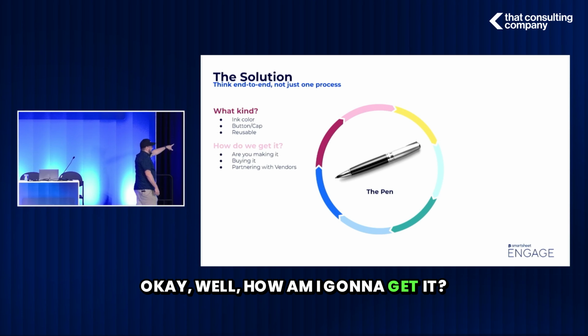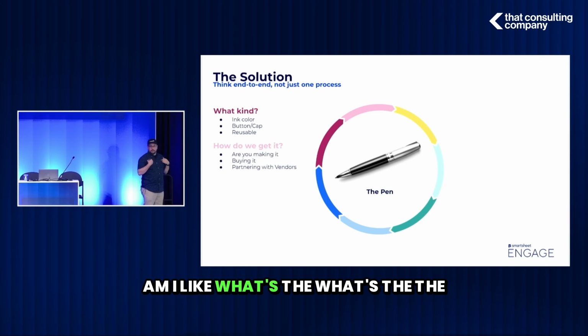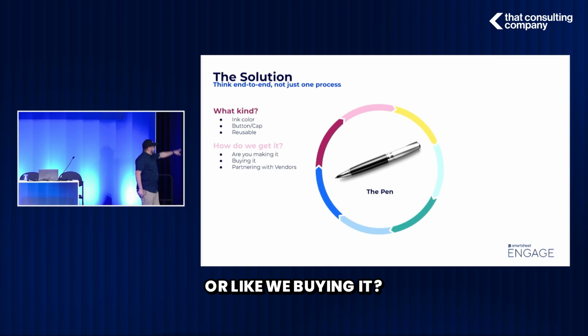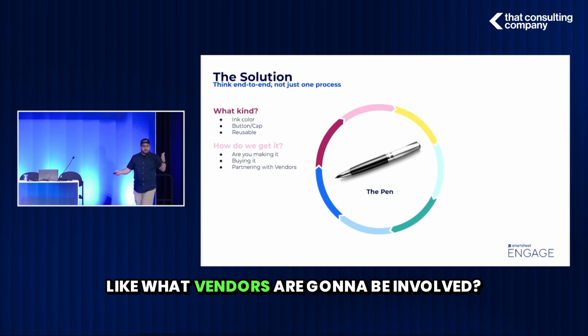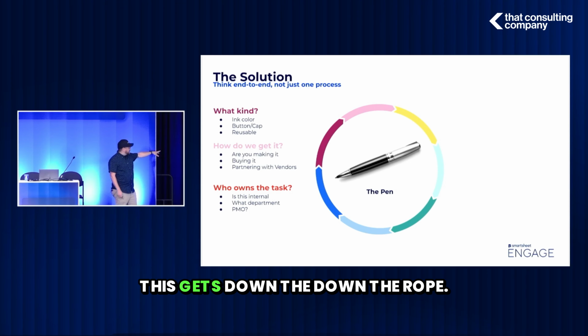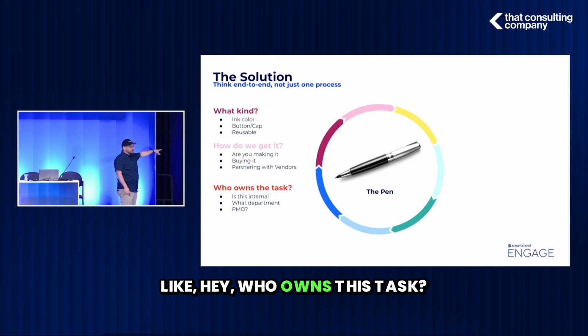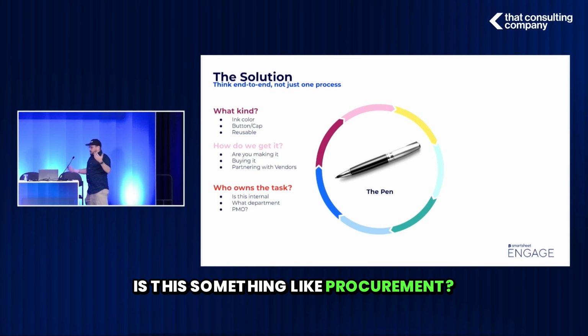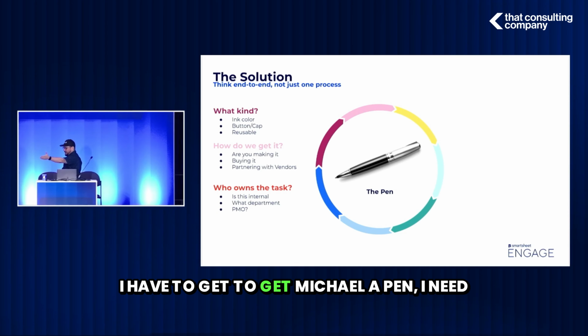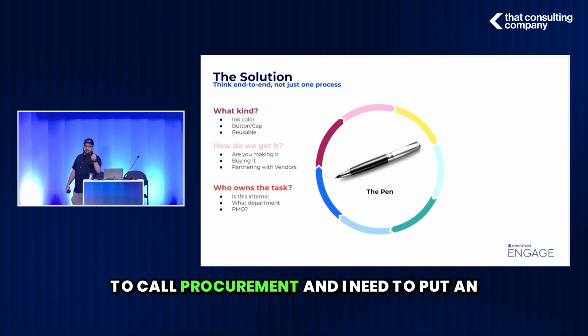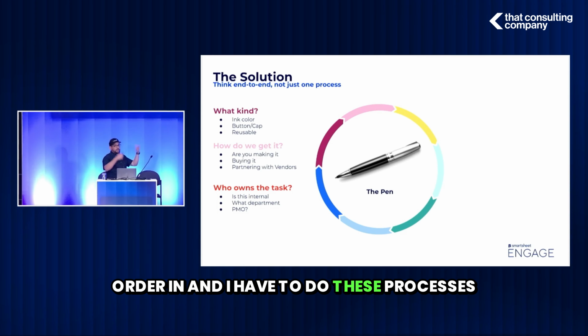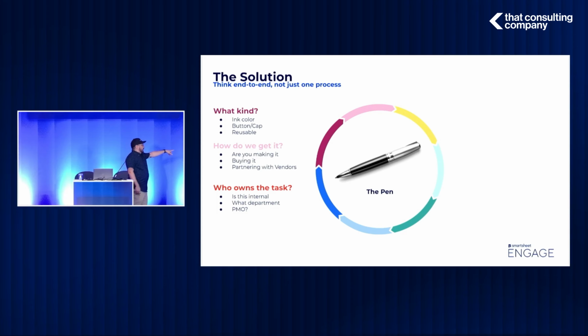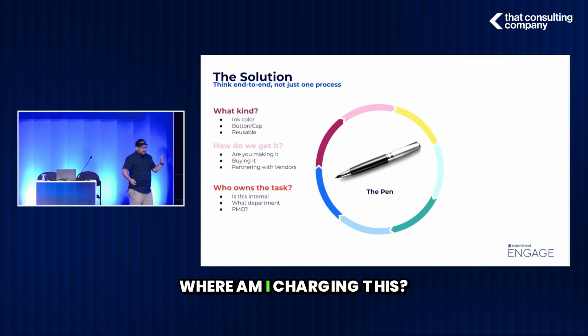Okay, well, how am I going to get it? Am I going to make it? What's the backstory here? Or are we buying it? What vendors are going to be involved? Oh, I can keep going. This gets down the rope. Hey, who owns this task? Is this something like procurement? I have to get Michael a pen. I need to call procurement and I need to put an order in and I have to do these processes all tied to it. What department is that? Is this part of the PMO? Where am I charging this?